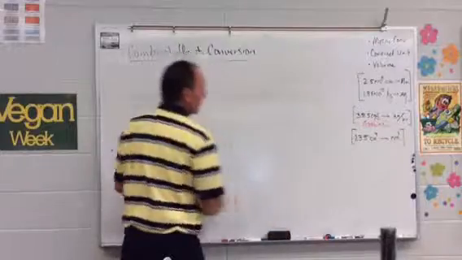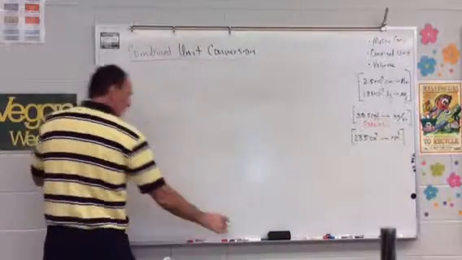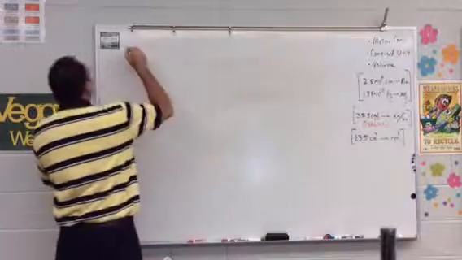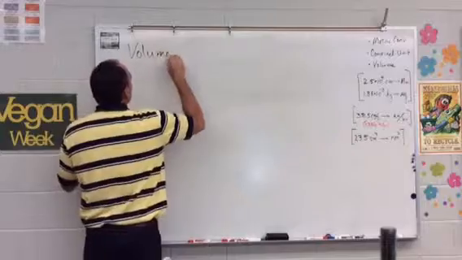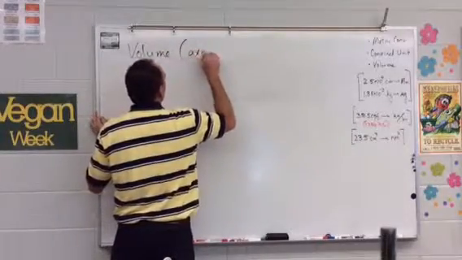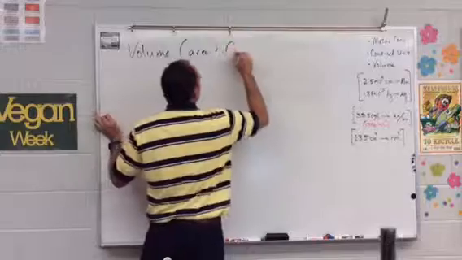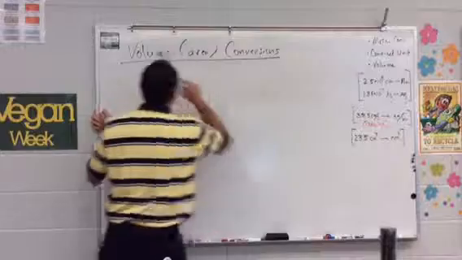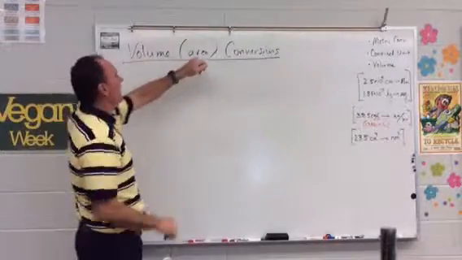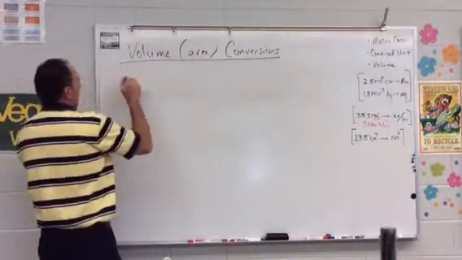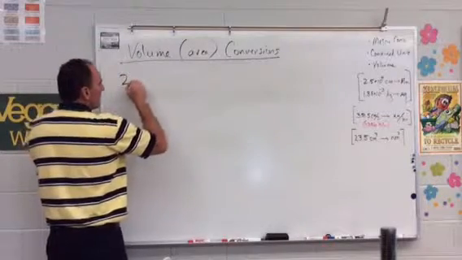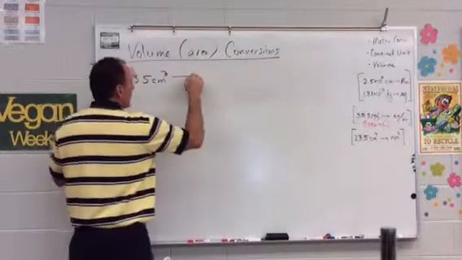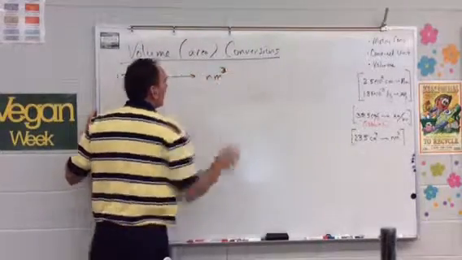And we will do a volume conversion. Let's go ahead and do volume conversions. Now these also can be area conversions. I'm going to go ahead and show just one of these, which is a volume conversion. That's the most common, and area is very similar, and you'll see that as we go through. So for a volume conversion, let's say that we're given 23.5 cubic centimeters, and we want to convert that over to nanometers cubed.